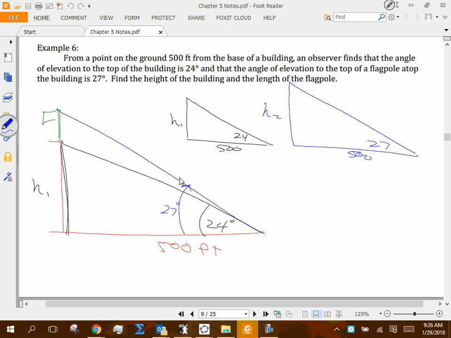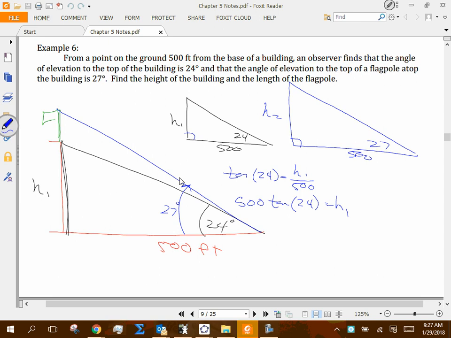Those two triangles are both right triangles. Do you have the ability to find H1 and H2 in both of them? When I find H1, it's going to be the height of the building, which is the first part of the question. So which trig ratio would you use here? Yeah, use tangent again. Tangent of 24 is equal to H1 over 500. So we get 500 tangent 24 is equal to H1, right? I'm going to type that in my calculator. The rounded value of that height would be appropriate here, and I can know the height of the building.